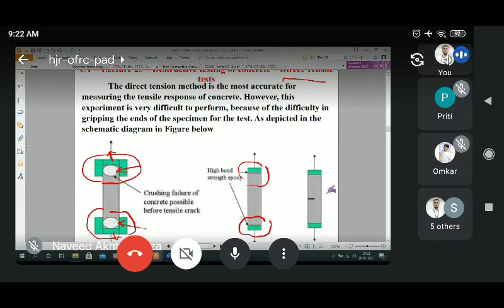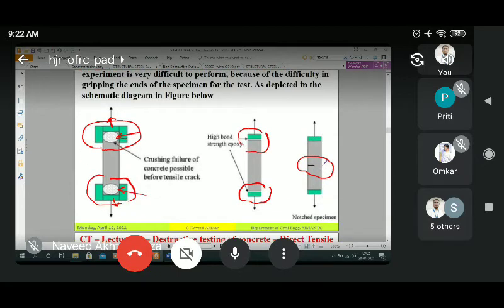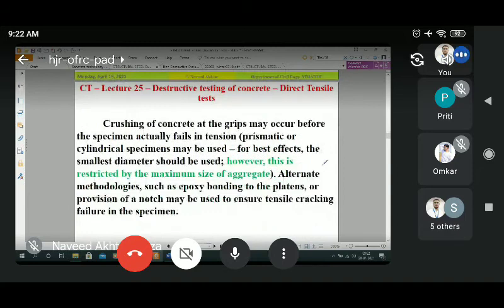To know that the failure is tension failure, the specimen is given some notch so that the failure will be from that notch point, and the reason is so that the failure is the tension failure. So crushing of concrete at the grips may occur before the specimen actually fails in tension. Also, as we have seen above, if gripping is provided at top and bottom of the specimen, a prismatic or cylindrical specimen may be used for the best effect. The smaller diameter should be used.